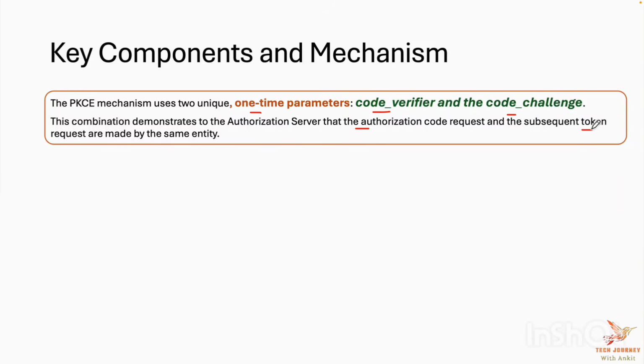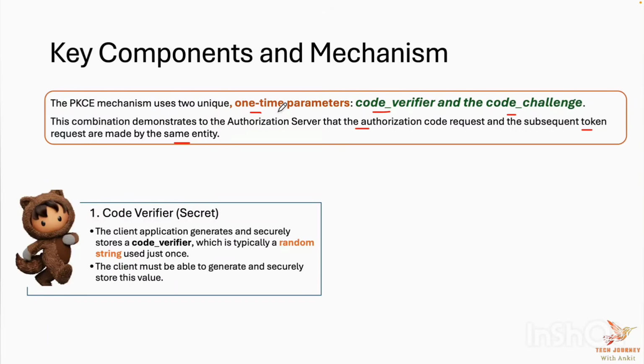So again, it is to add an additional security layer. We use the code verifier and the code challenge to make sure that the authorization code request and the subsequent token request, both of them, are made by the same entity. To make sure the entity is the same, who is initiating the authorization request and the token request, we use these parameters. Now let's deep dive into these parameters one by one.